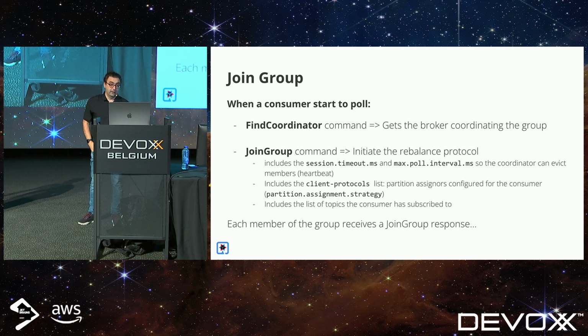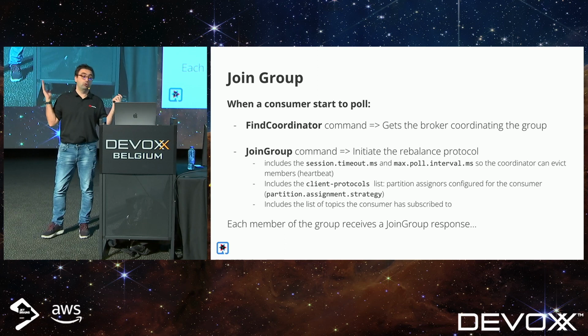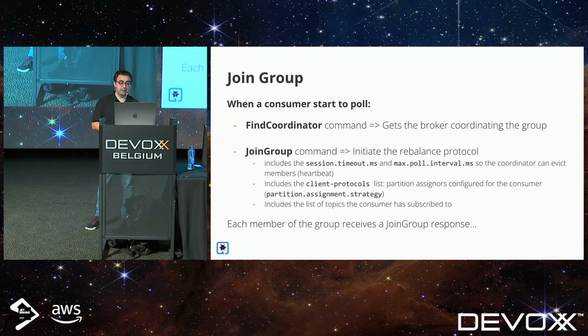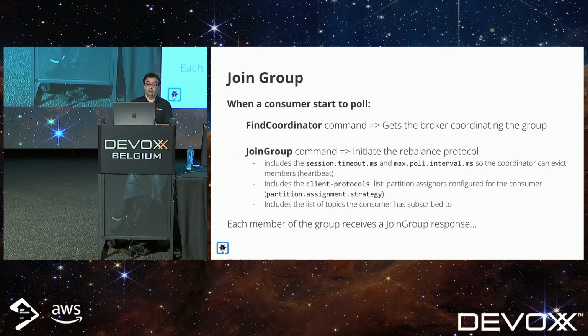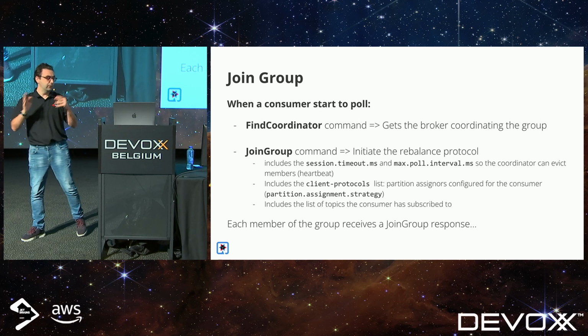So the first thing we will do is join. Hey, I'm a new consumer, I want to join. So remember this, all the data, all the steps. That's one of the steps: find the coordinator. So it sends this find coordinator command to any random broker from the cluster, and it will get a response: the broker coordinating the group. Okay. Then it will say, hey, I want to join that group.